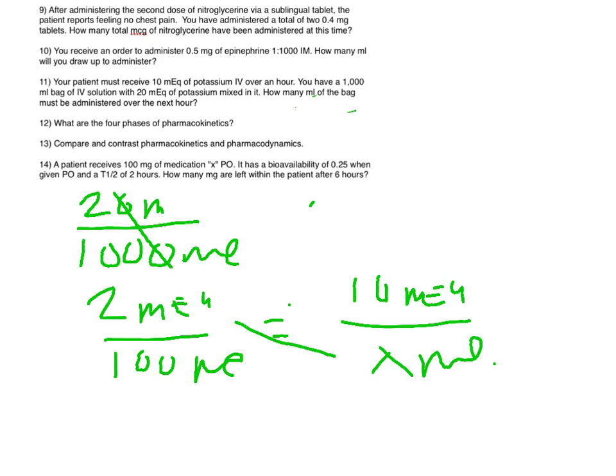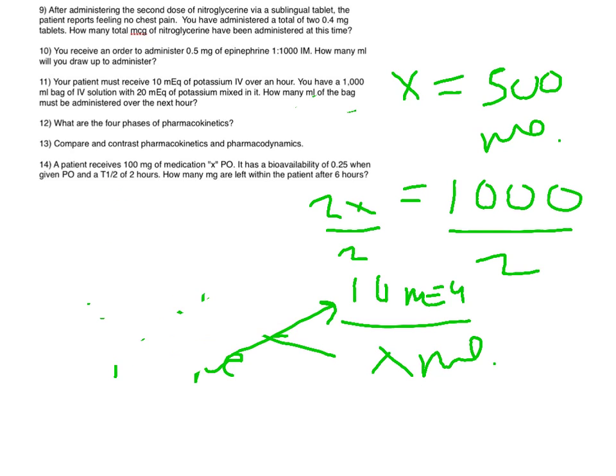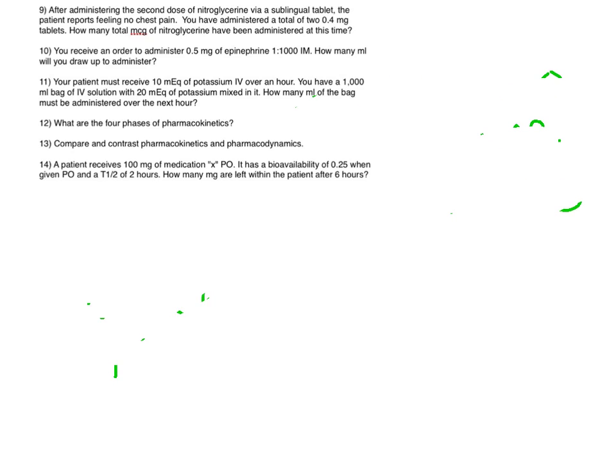2 times X is just 2X equals 100 times 10, which is just adding the 0, so it's 1,000. Divide both sides by 2. 1,000 divided by 2 equals 500 milliliters. And hopefully that makes sense, because if I have 20 milliequivalents dissolved in 1,000, well, half of 1,000 is 500, and obviously that would be 10 milliequivalents. So that does make sense there.